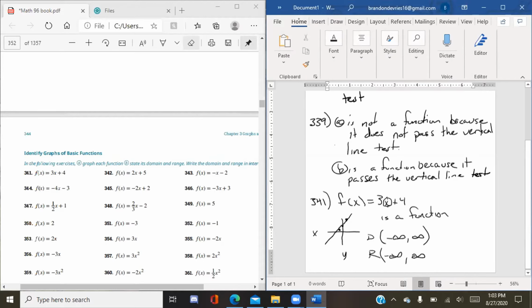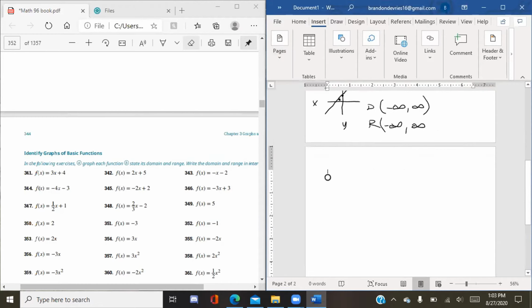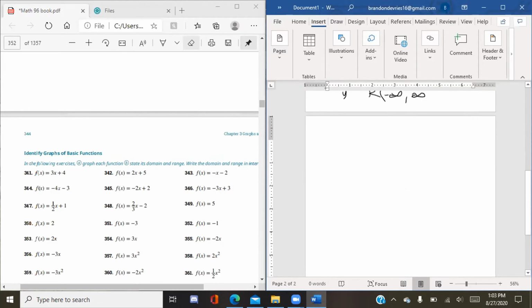All right. So everybody good? Yeah. All right. So next we got 353, right? How do I add a new page? Page break? Oh yeah, there we go. 353 is the next one.